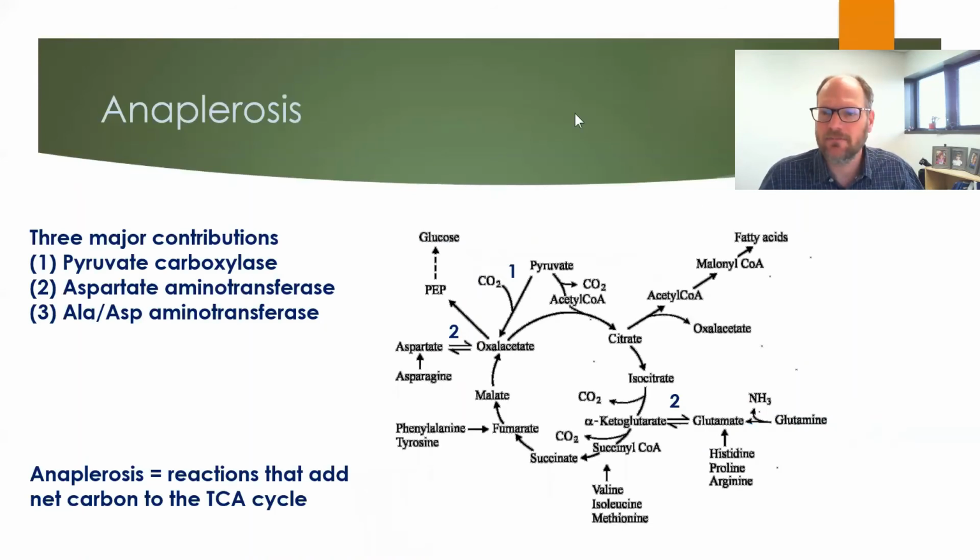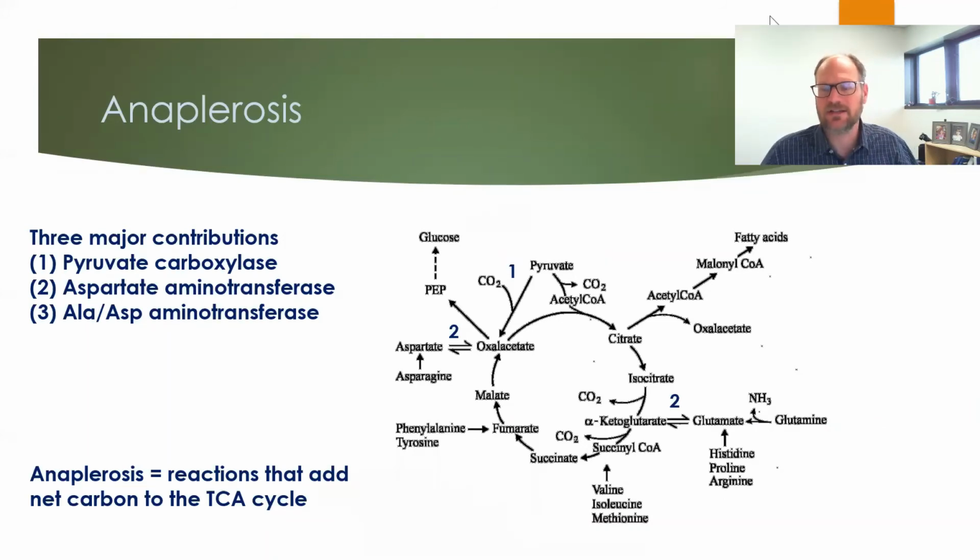Okay, so we've talked about the reactions of the TCA cycle and how carbon can be traced through it. What we should touch on briefly is reactions in the TCA cycle that don't come in the form of acetyl-CoA. So there's a series of reactions that are called anaplerosis or anaplerotic reactions, where carbon is added to the TCA cycle, and it results in the net addition of carbon.